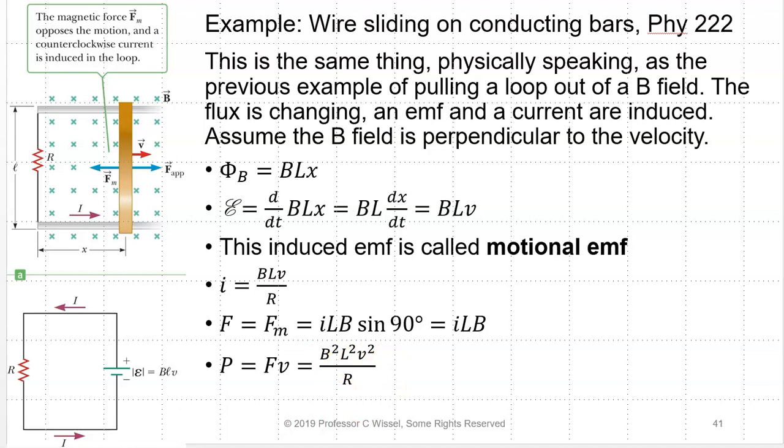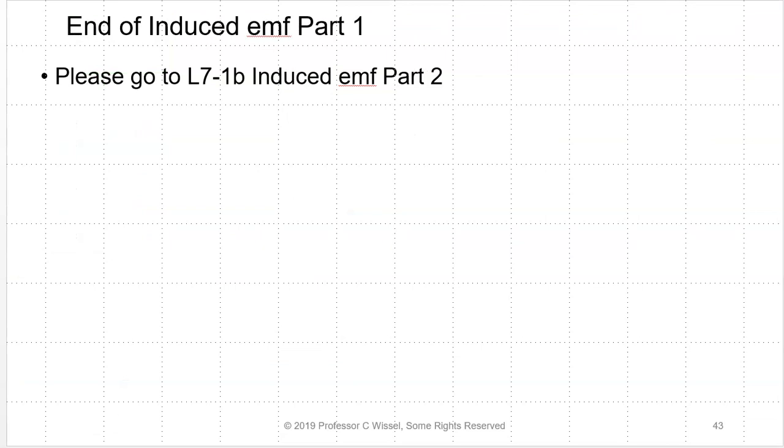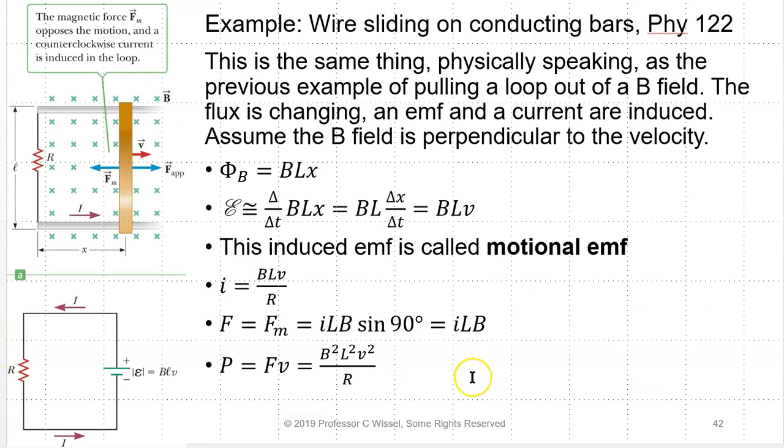If you are a Physics 222 student, please, you are finished with this lecture, okay? And you can go on to part 2. If you're a Physics 122 student, bear with me, you've got one more slide.